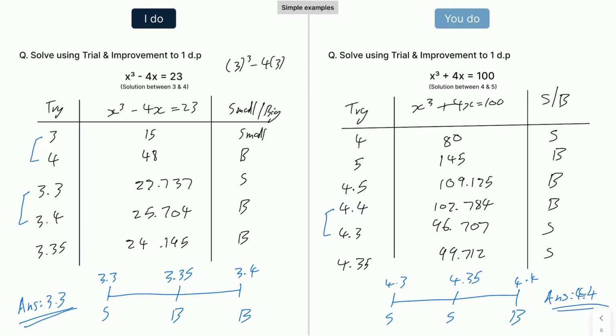Okay, and just a quick word on marks. So you would get 1 mark for this bit here. You would get 1 mark for trapping the answer. You would then get 1 mark for going halfway between the trapped answer, and then finally you would get 1 mark for giving the final answer.